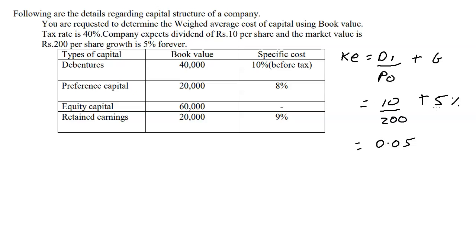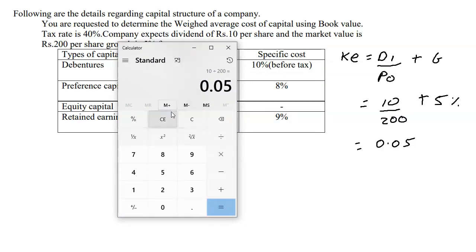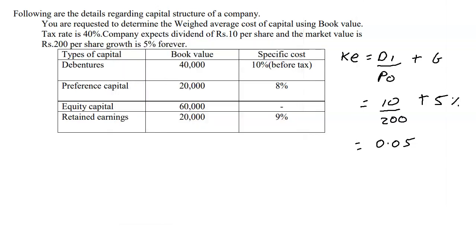Similarly, 5% means 5 upon 100, so if I do 5 upon 100, I get again 0.05. So 0.05 plus 0.05, and therefore my KE is 0.1. If I multiply this by 100, I get KE as 10%. Do it on the calculator: 0.1 into 100 will give you 10%.